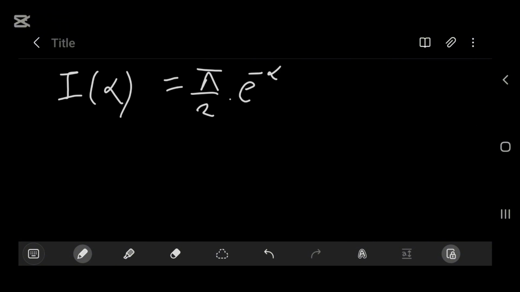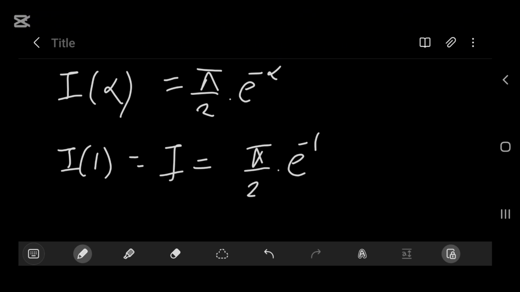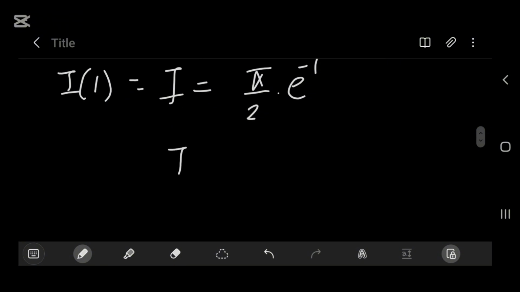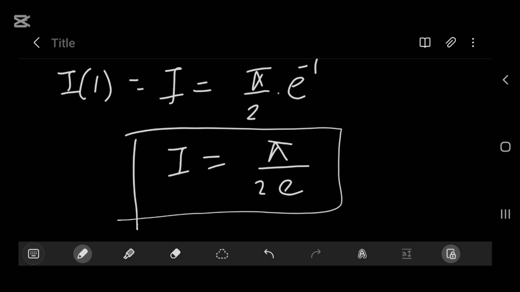By plugging alpha equals 1, we'll have I of 1, which is the required integral: pi by 2 times e to the negative 1. So we have I equals pi over 2 times e. It's a gorgeous looking answer we have here.